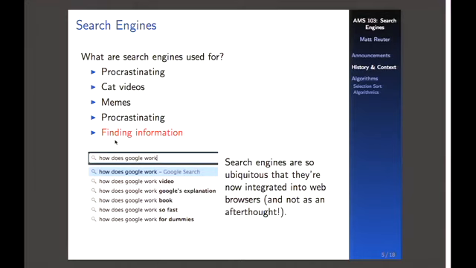So, these search engines have become so powerful and so widely used that they just integrated them into the software that we regularly use. Google's one example. What are other search engines that you might use?